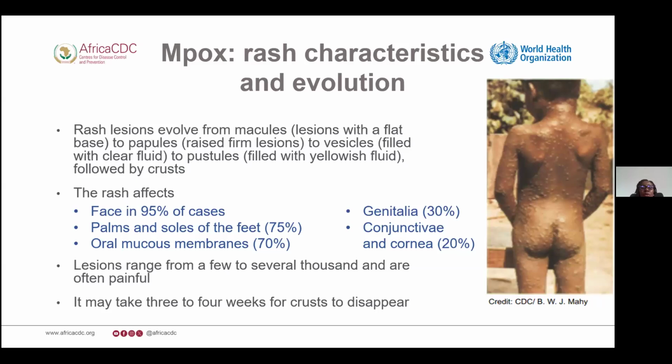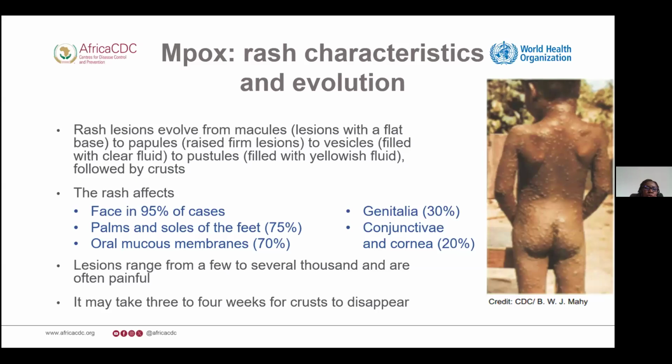Lesions on the palms of the hands and soles of the feet are characteristic, and 70% of people have them. Also, 75% of cases have shown lesions on the oral mucous membranes. We then have 30% for genitalia and 20% for the conjunctiva and cornea.